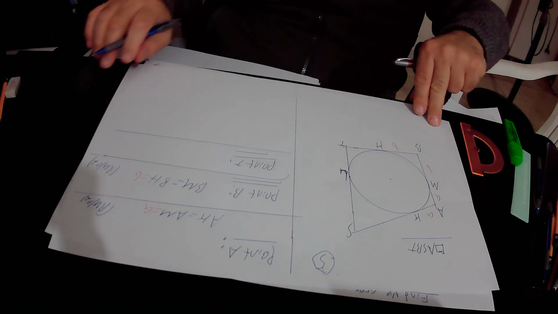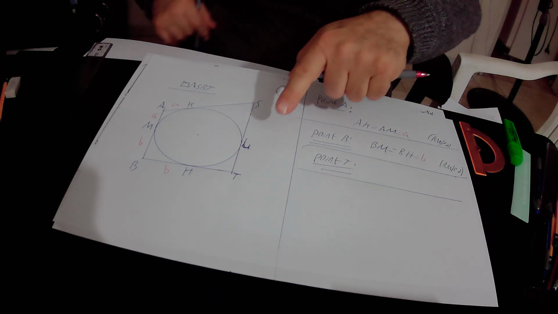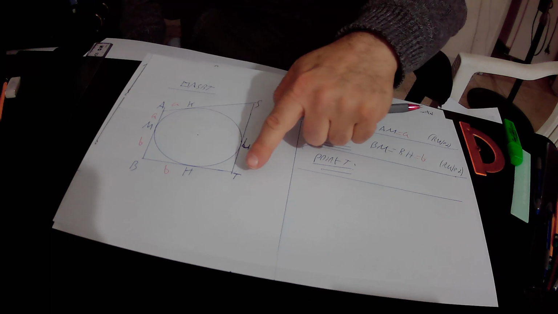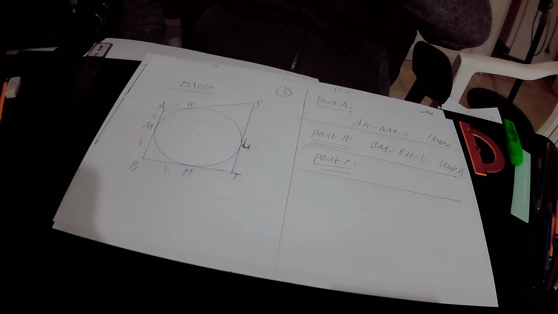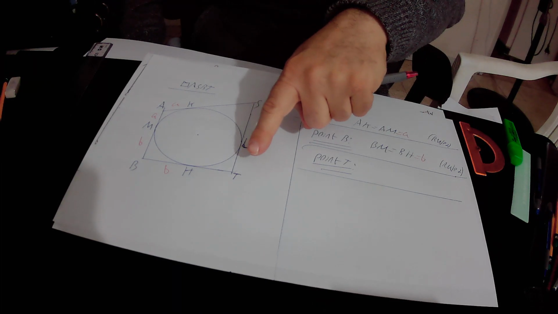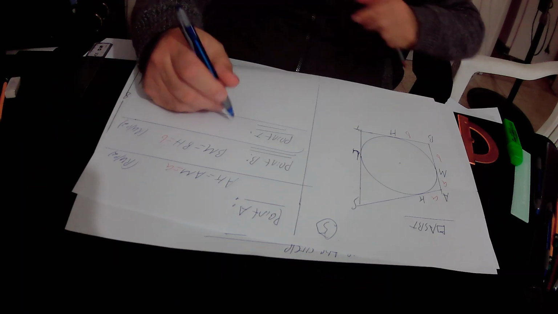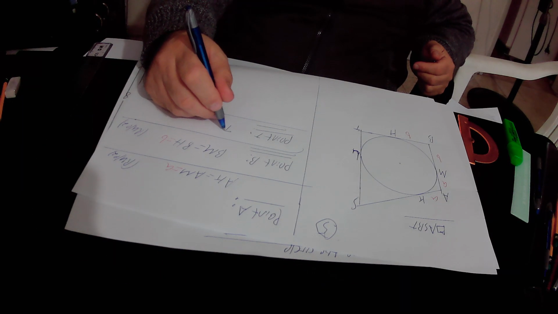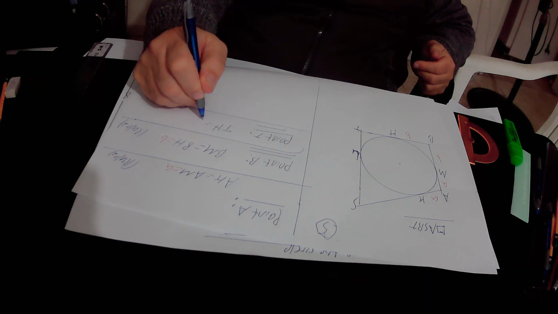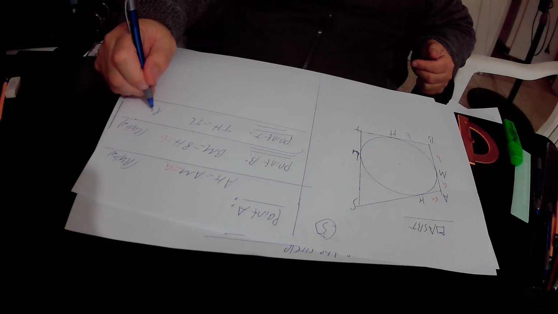For the common external point T, we have two tangents to this circle, tangent TH and tangent TL, and according to rule 2 they are equal to each other. So I write it down. TH equals TL. The length of tangent TH is equal to the length of tangent TL according to the same rule, rule 2.